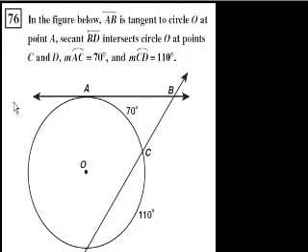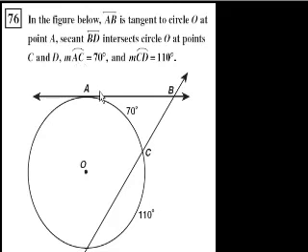We're on 76. In the figure below, line AB is tangent to circle O at point A. Fair enough? Secant BD intersects circle O at points C and D. This is secant BD. Secant just means it intersects the circle at two points. It's not tangent. A tangent intersects a circle at exactly one point.